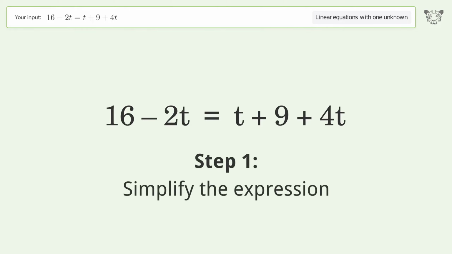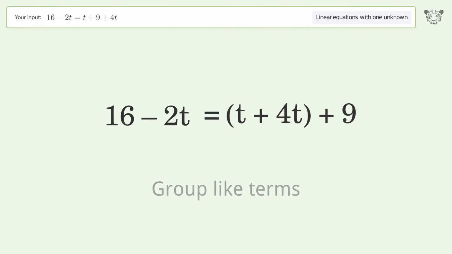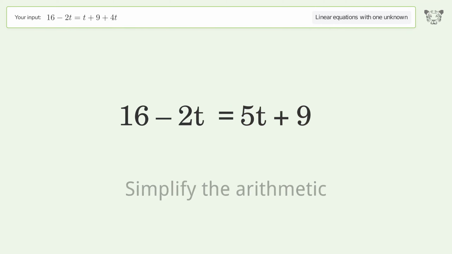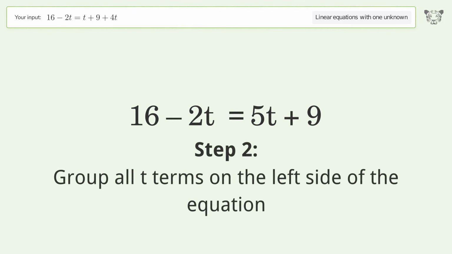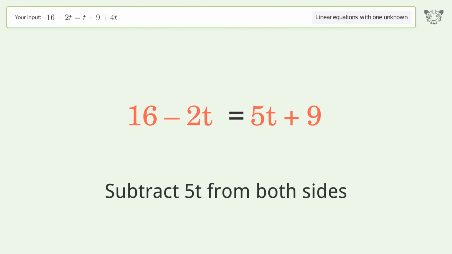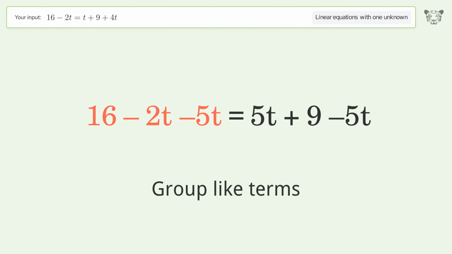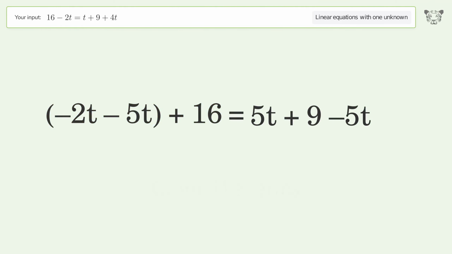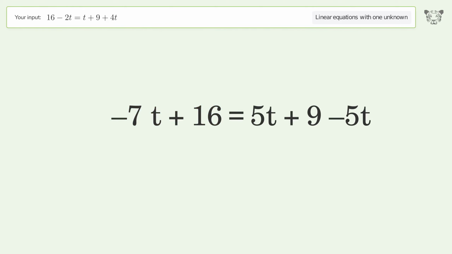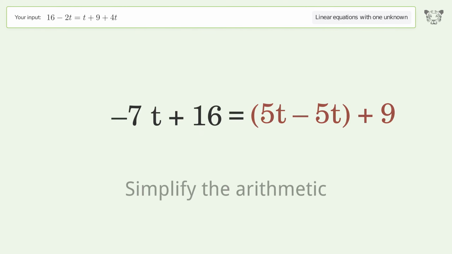Simplify the expression. Group like terms. Simplify the arithmetic. Group all t terms on the left side of the equation. Subtract 5t from both sides. Group like terms. Simplify the arithmetic. Group like terms. Simplify the arithmetic.